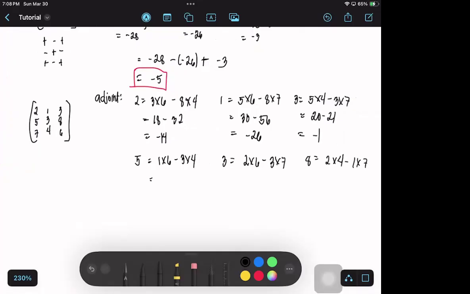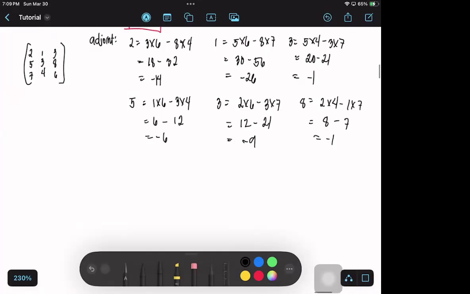Calculating them, it becomes 6 minus 12, which is negative 6. Here, 2 times 6 is 12 minus 3 times 7, which is 21. Calculating 12 minus 21 is negative 9. And for 8, it becomes 8 minus 7, so it becomes negative 1.